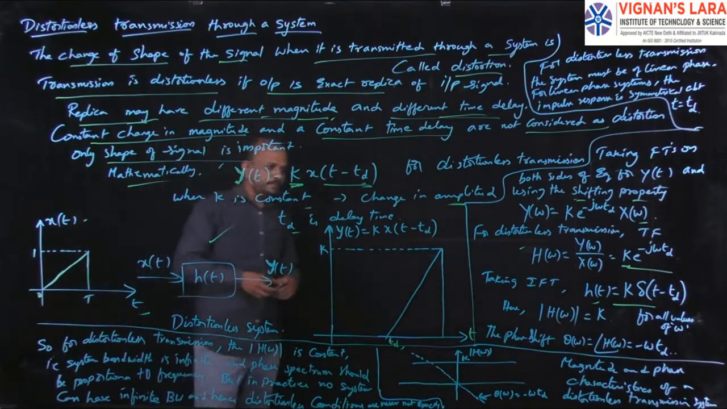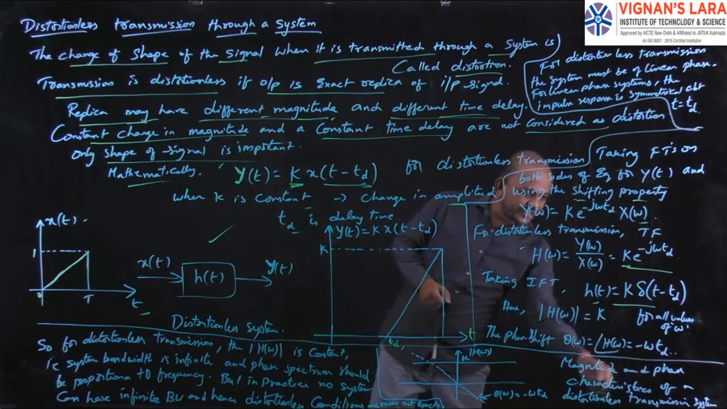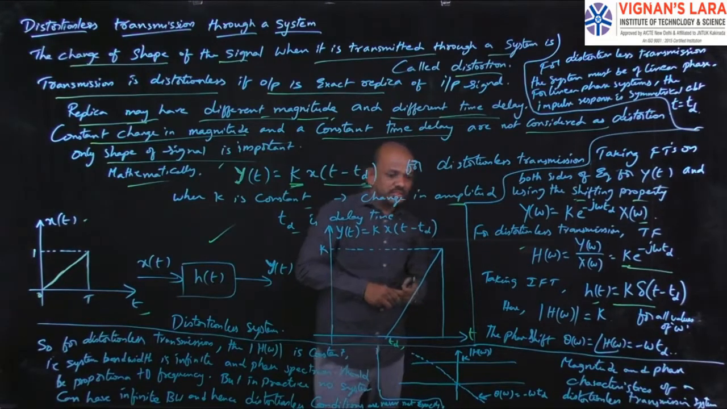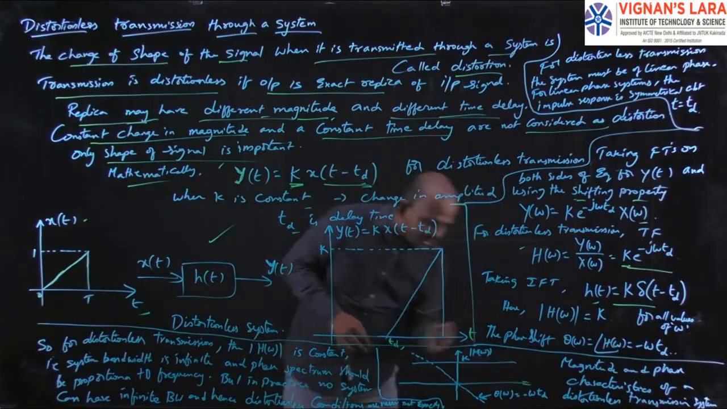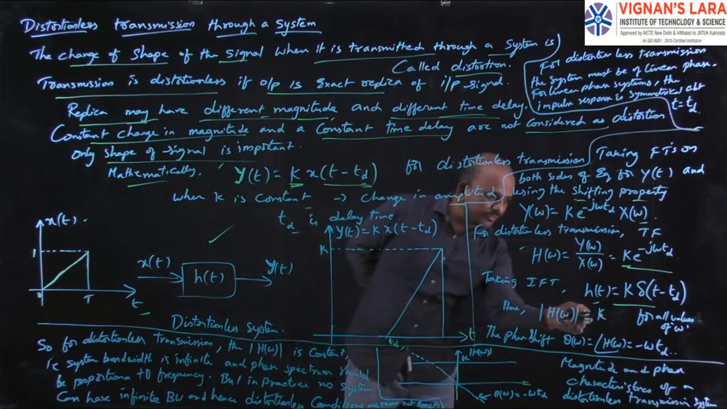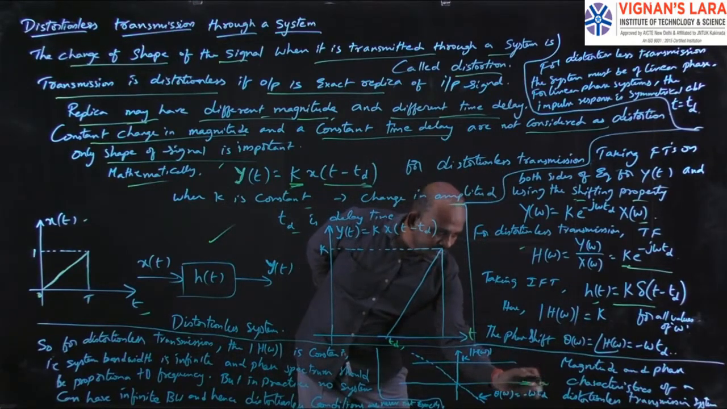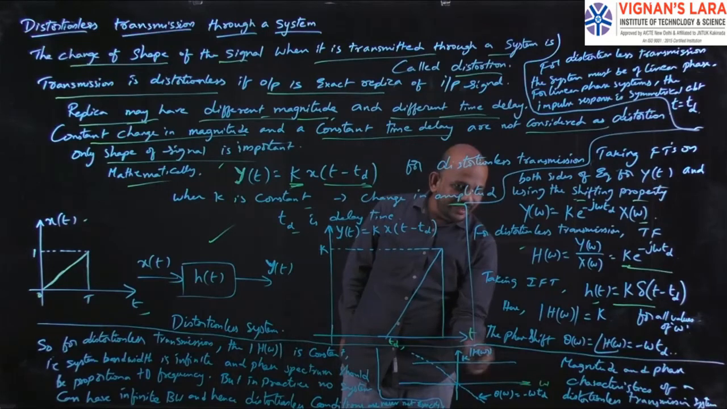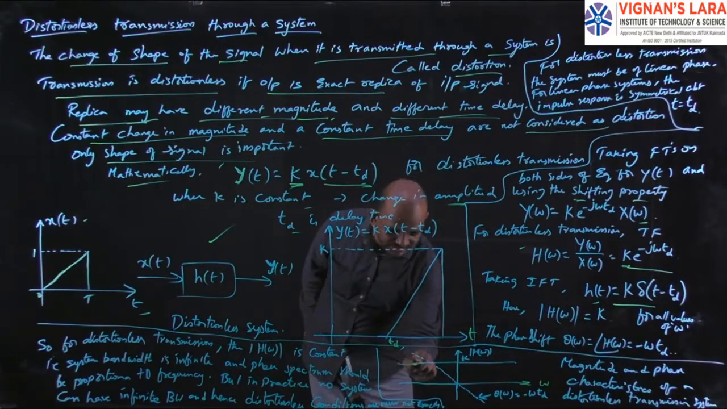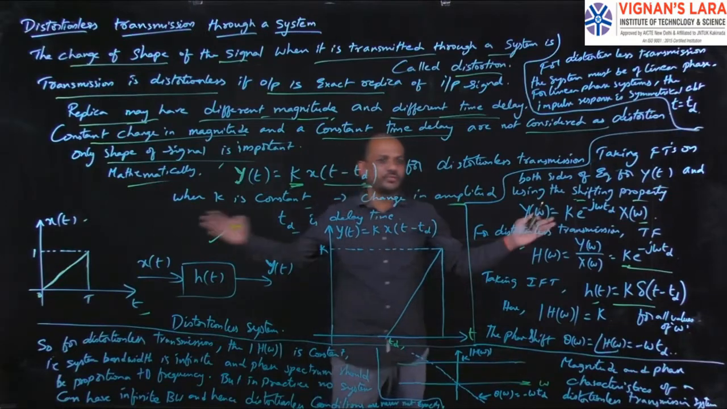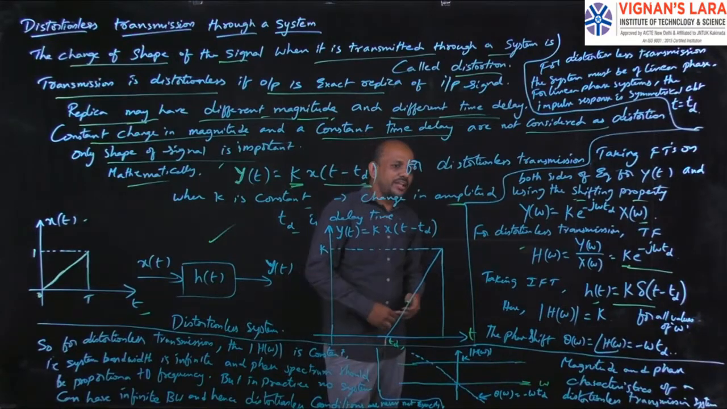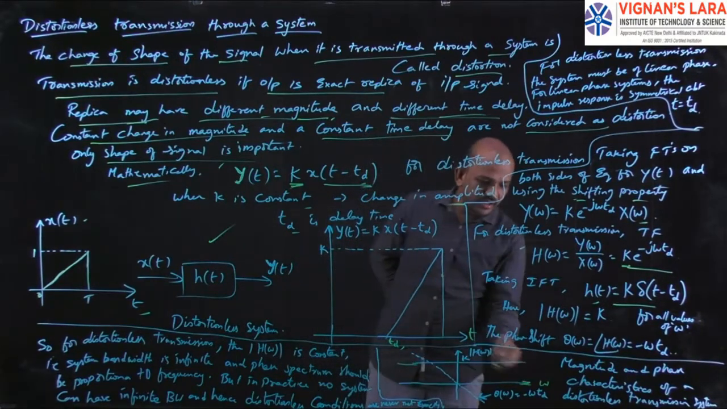I will show you the magnitude and phase characteristics of a distortionless transmission system. See here, this is k, which is constant for all values of omega. Consider this axis as omega. For all values of omega we are getting the magnitude as k, hence I drew a straight line. It is of infinite bandwidth, from minus infinity to plus infinity. So I drew the graph for omega and mod of H of omega. The mod of H of omega is k for all values of omega.